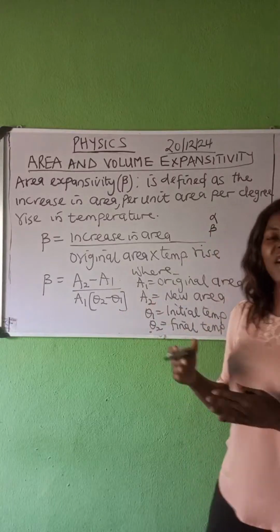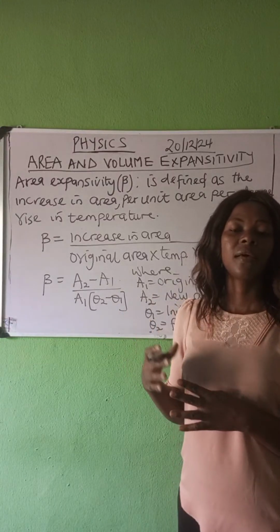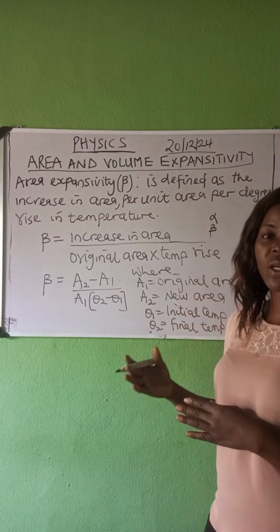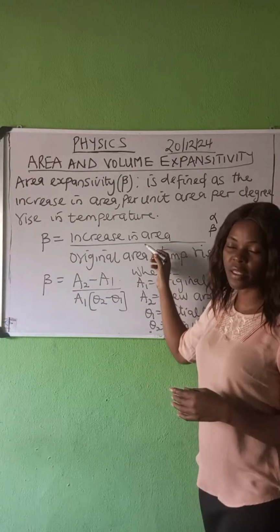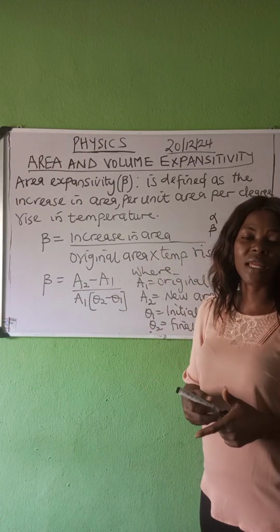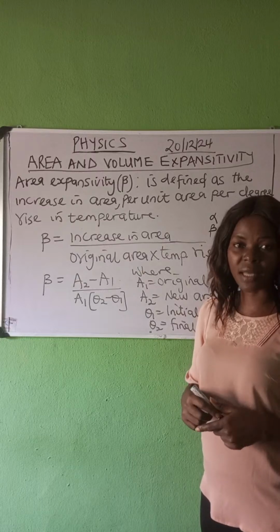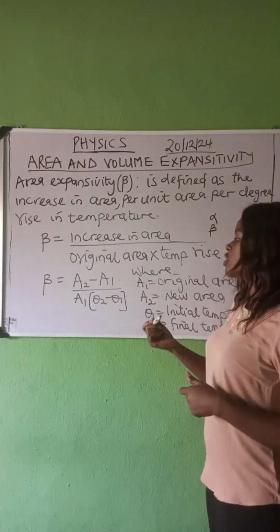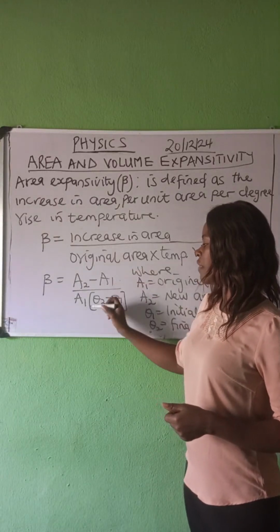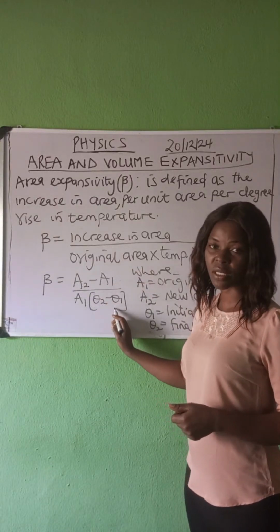Now, after heating, it's going to expand, increase. For you to be able to find the difference between these areas or these values, you're going to say A2 minus what? A1 to get the increase in the area. Because certainly, once heat is applied to an object, there must be an expansion, which causes an increase in size. In that formula, you're going to have what? A2 minus A1 all over A1 bracket theta 2 minus theta 1.